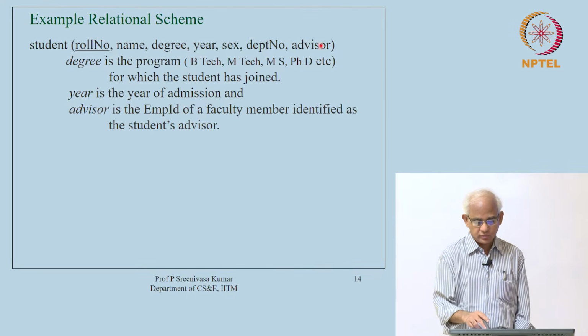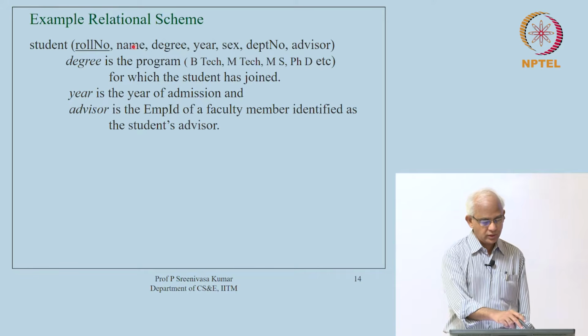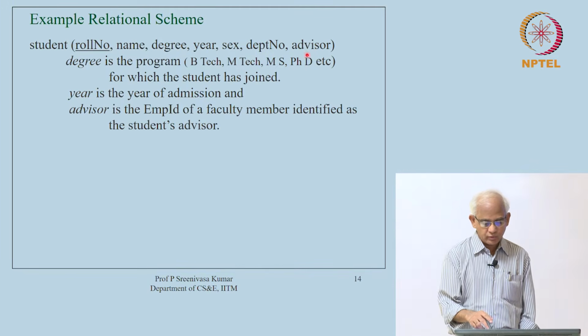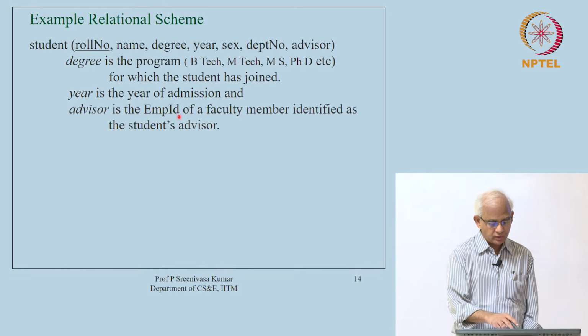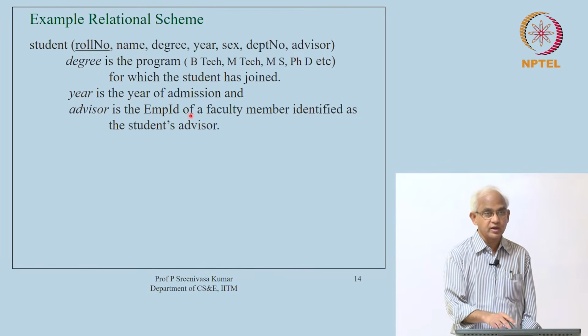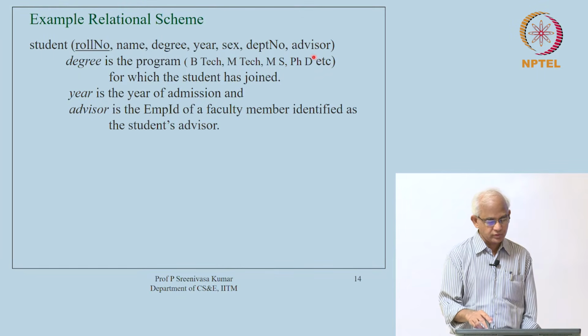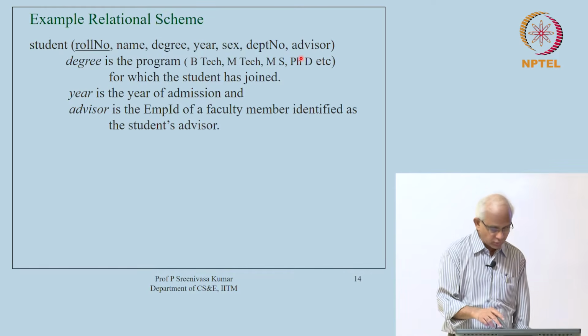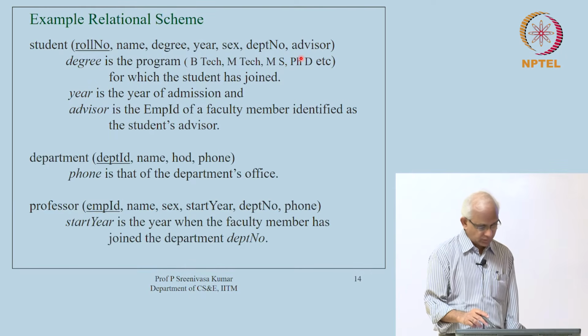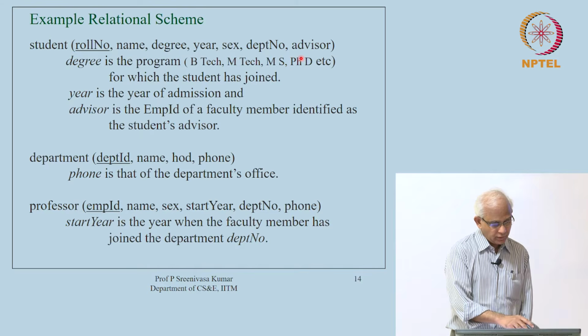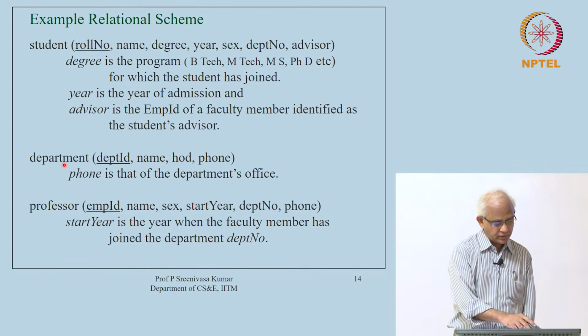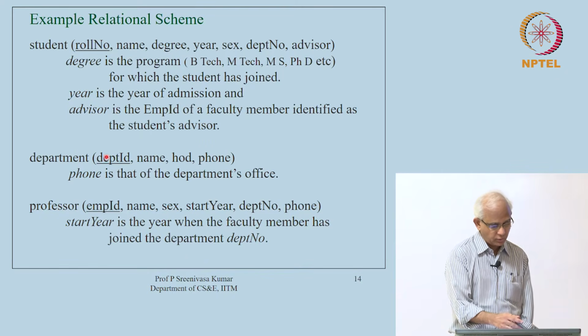So, there is an advisor attribute for student which will take values from the domain of employee ID of a faculty member. That way you will be able to identify who is the advisor for the student, and of course, if you want to know more details about the student's advisor, then you will have to look up the appropriate other relation. And here are the other relations, there are actually some more in the next slide.